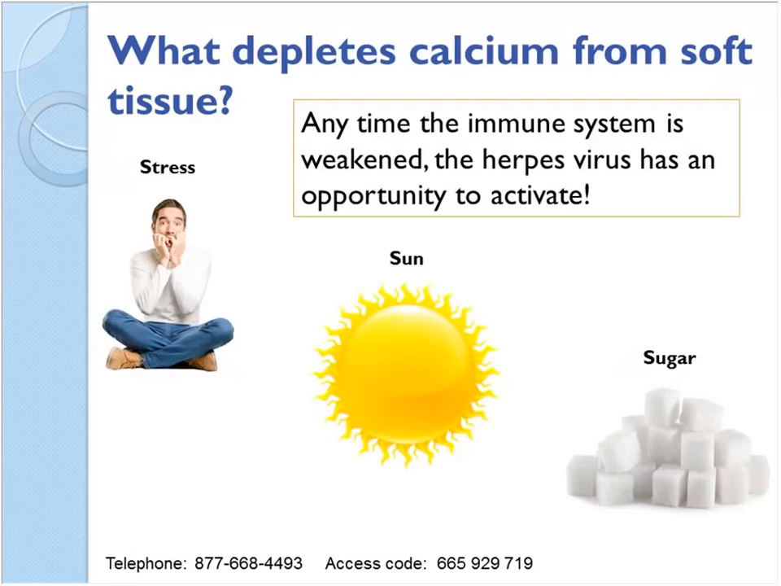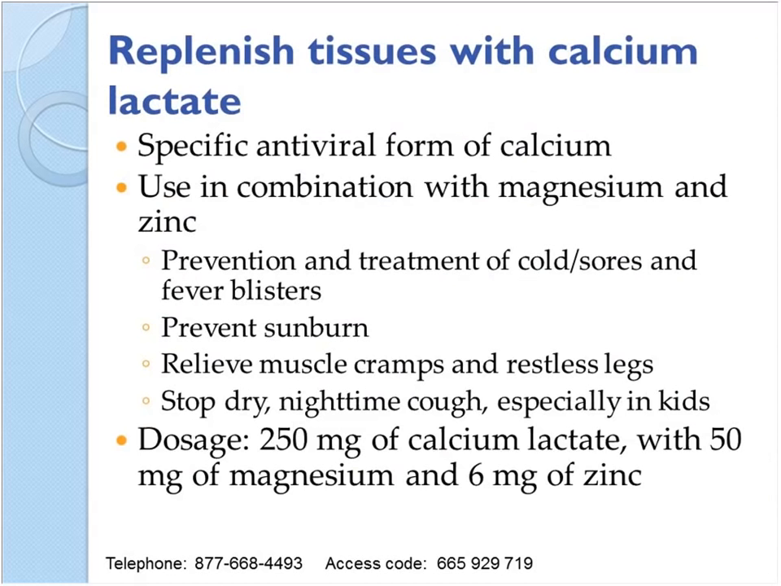So one of the best things that we can do to help people that are suffering from these latent viruses waking up is to put calcium back in the tissue, and you don't do that the same way as when you want to put calcium in the bones. So a specific form of calcium that's antiviral is calcium lactate. Calcium lactate is almost never used for bone calcium because it's not very good for that. What it's good for is repletion of calcium into the tissue of the body. Sometimes when you add magnesium and zinc, it helps to boost the activity of the calcium lactate as well.